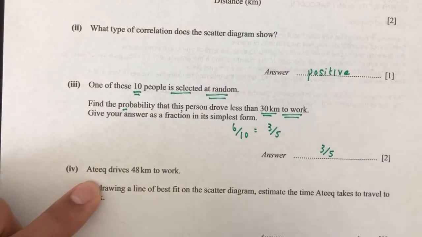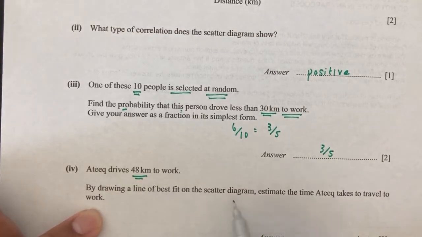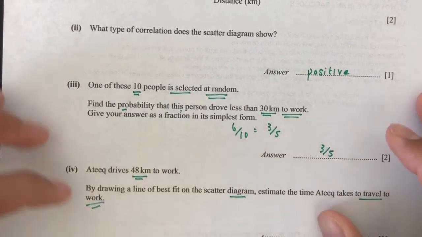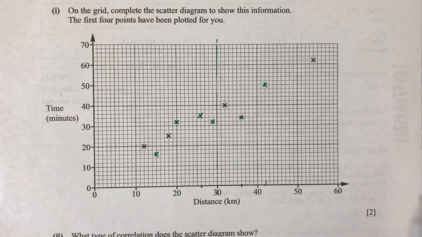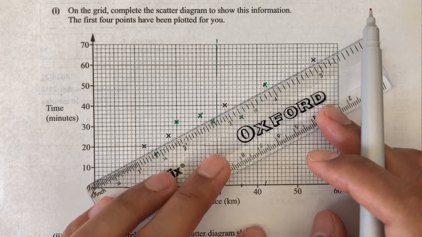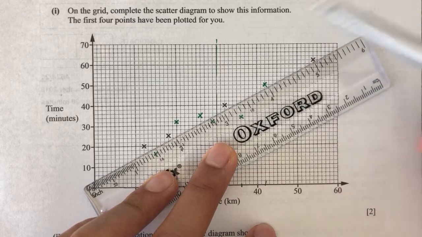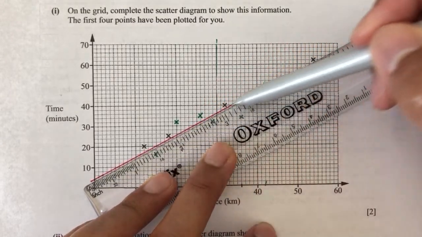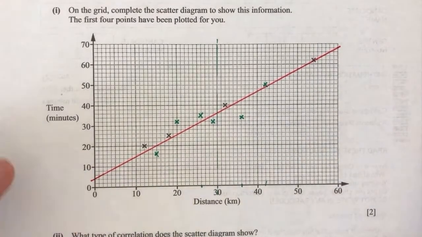Part 4. Atik drives 48 km to work. By drawing a line of best fit on the diagram, estimate the time Atik takes to travel to work. So let's first draw a line of best fit. Just try to use a different color here for this line of best fit. So we have to make it in the center, passing through as many points as possible. That will be my line of best fit that I have on my diagram.